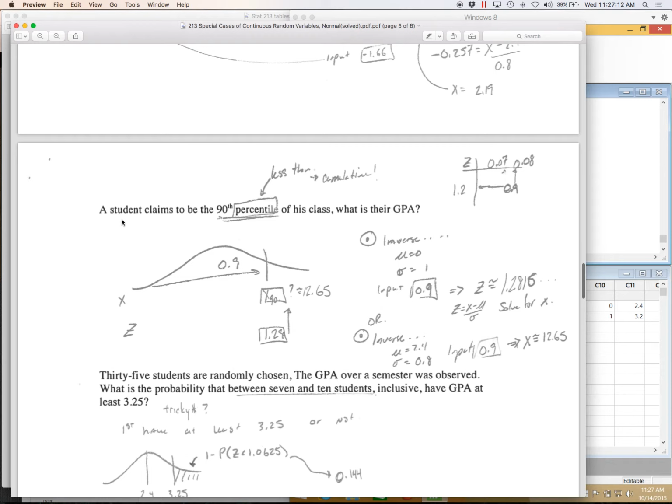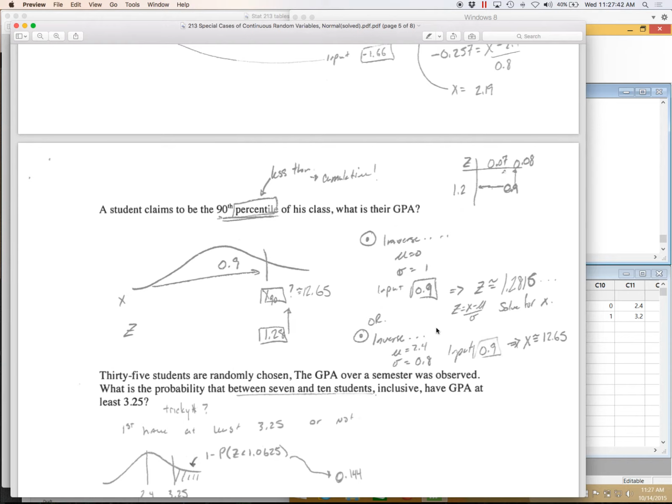So here, let's talk about this even more in depth. A student claims to be the 90th percentile. What that means is 90% of the class is lower than they are. So 90th percentile means they're doing very well. They're doing better than 90% of the class. What is their GPA? Here I've got 90% of the data below this point. This is called the 90th percentile. I want to know what their GPA is.